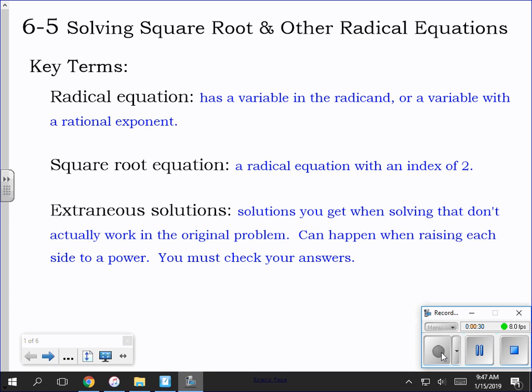Okay. Square root is particularly one with a radical of 2. Those are mostly what we deal with, but we will do cube roots and stuff as well, but they won't be that complicated.